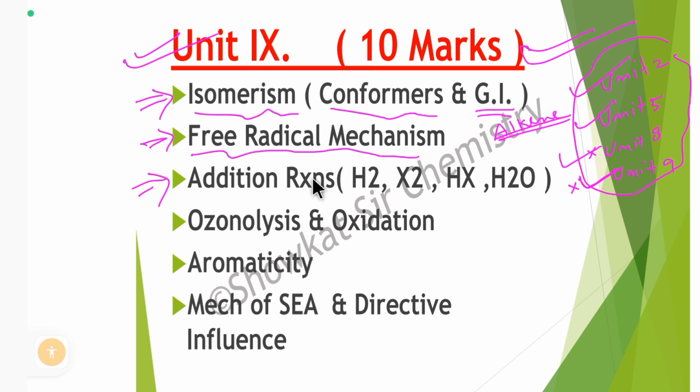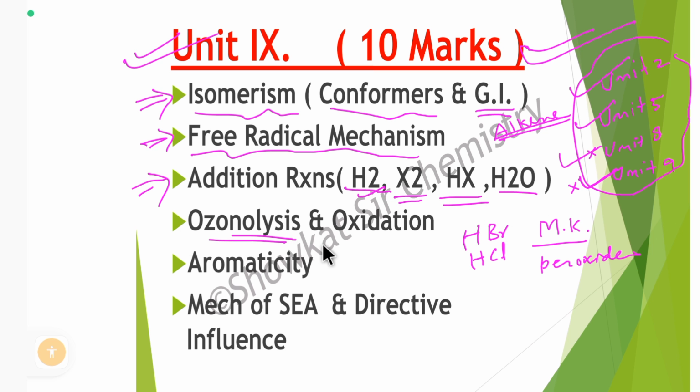Next are addition reactions. They are very important. That is the addition of H2 to alkene. Similarly, addition of halogens, addition of hydrogen halides, hydrohalic acids, right? We have HBr, HCl. Here you will study 2 important rules: one is the Markovnikov rule, and the other is the peroxide effect. It's very important. Next is addition of water, and then ozonolysis, a very important reaction of alkenes, and oxidation of alkenes.